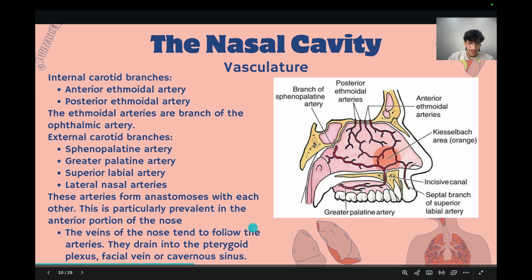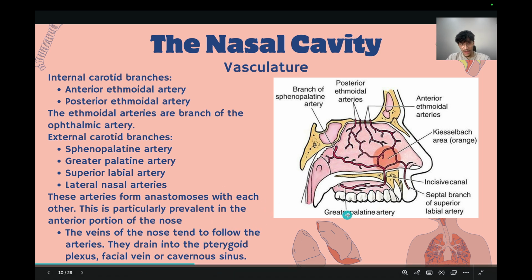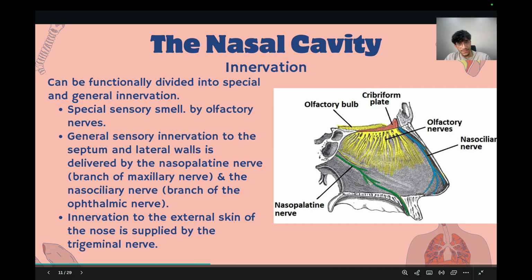And the veins of the nose tend to follow the arteries. They drain into the pterygoid plexus, that's facial vein or cavernous sinus. Now, this is pretty dense, but just make sure to revise it, and inshallah everything will be good.